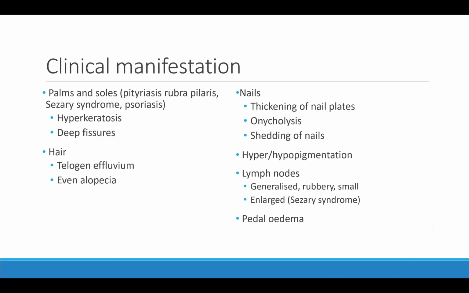Other clinical manifestations: for the palms and soles, patients with pityriasis rubra pilaris, Sézary syndrome, or psoriasis can present with hyperkeratosis and deep fissures. On the hair, you can have telogen effluvium or even alopecia. For the nails, patients can present with thickening of the nail plates or necrolysis and nail shedding. They also can have hyper or hypopigmentation. Lymph nodes are often generalized, rubbery, and small, but in Sézary syndrome, they are more enlarged. Patients can also have pedal edema.